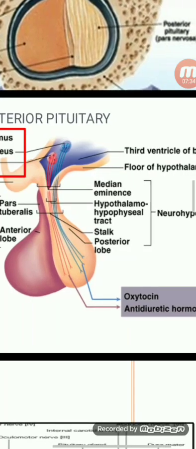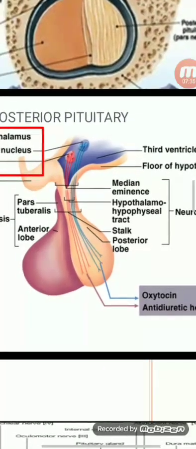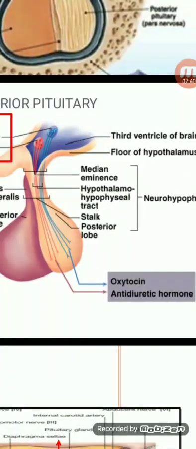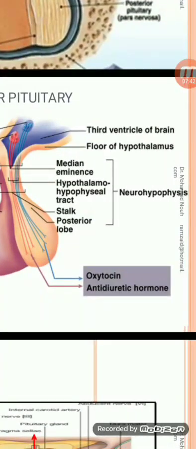See the hypothalamus, the hypophyseal tract, the stalk, and the posterior pituitary, which stores oxytocin and antidiuretic hormone. Actually, the oxytocin and antidiuretic hormone are secreted by the hypothalamus, released from the hypothalamus, transported to the posterior pituitary, and stored in the posterior pituitary.